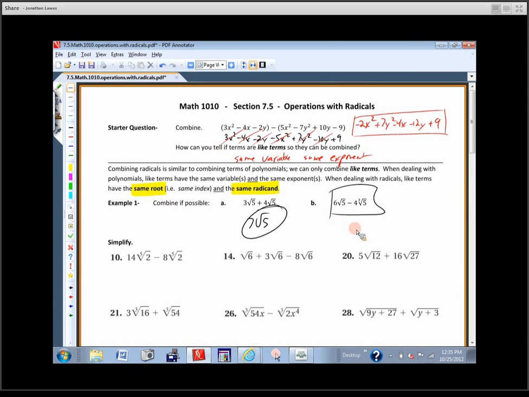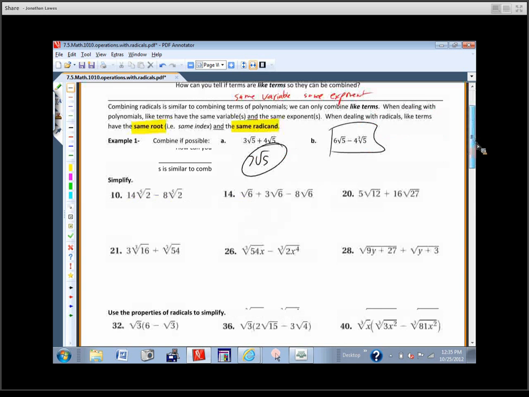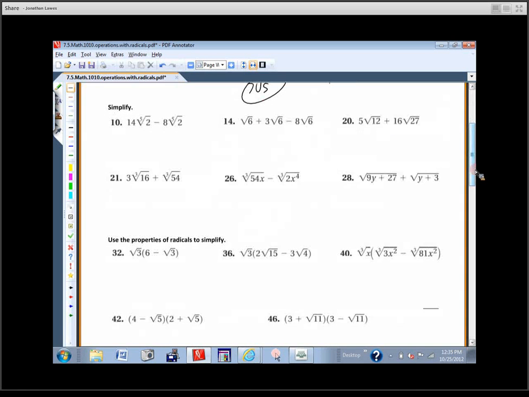Okay? So let's take a look at some problems that are similar to the ones that you have on MathXL. This is 14 fifth root of 2 minus 8 fifth root of 2. Is the radicand the same and is the root the same? It is. So I've got 14 of them, subtract 8 of them, so that's going to give me 6 fifth roots of 2. There's the answer.